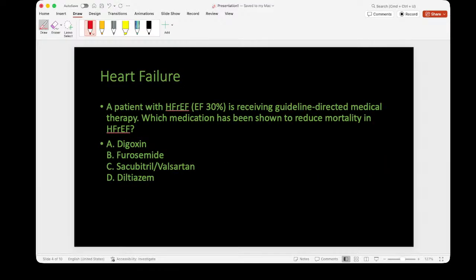The next one here deals with heart failure. Patient with heart failure, ejection fraction, which you can see here, is around 30%, is receiving guideline-directed medical therapy. Which medication has been shown to reduce mortality in heart failure with reduced ejection fraction? So there's four choices here.